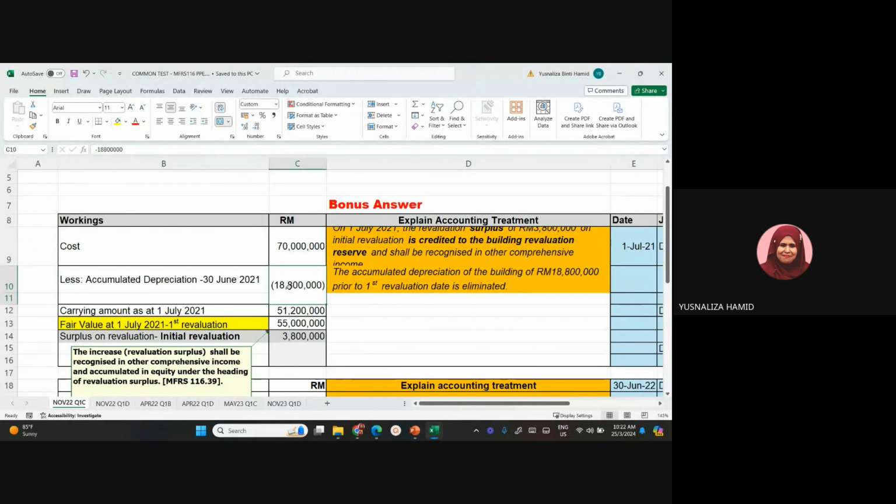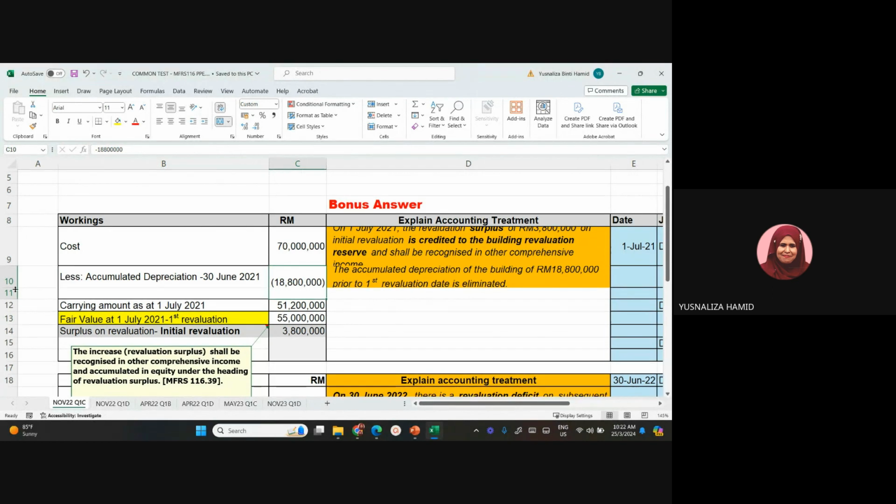The one given to you has been calculated for you. If it is not given, you may have to go and do the calculation yourself. After you have done that, you will find out the carrying amount. The carrying amount should be the carrying amount on the date of the first revaluation. Remember, on the first revaluation, the amount was 55 million for the fair value. So the carrying amount here is 51.2.